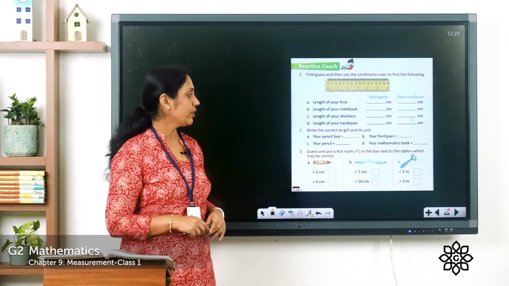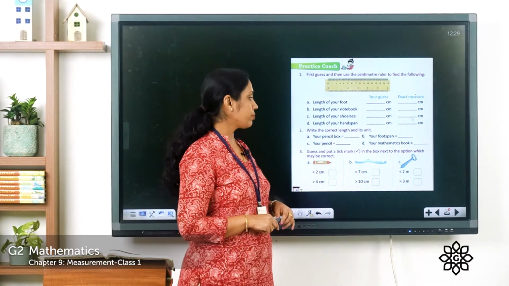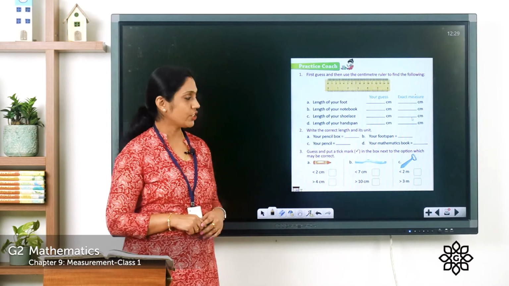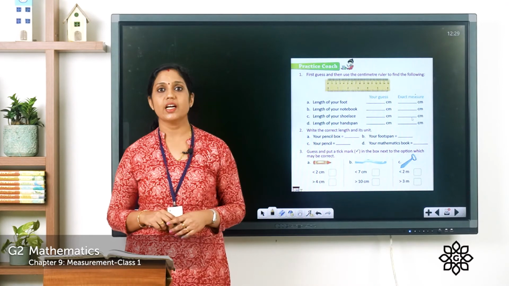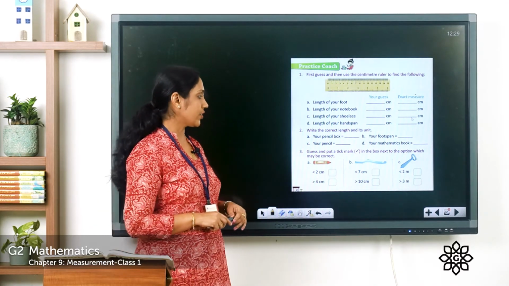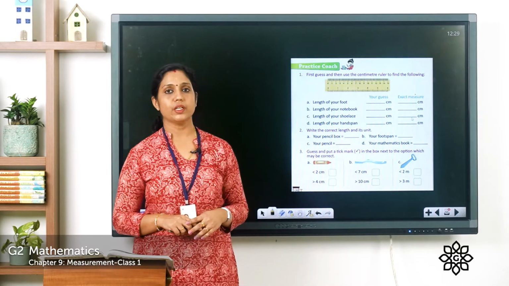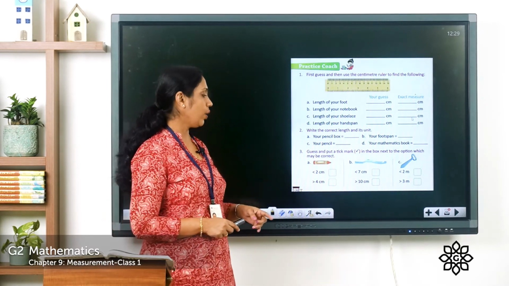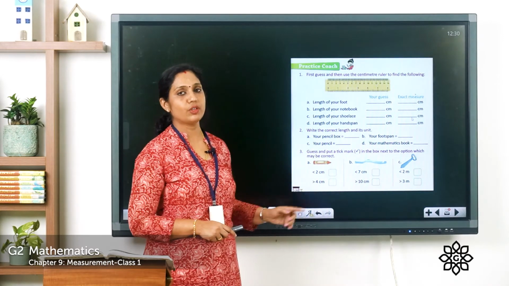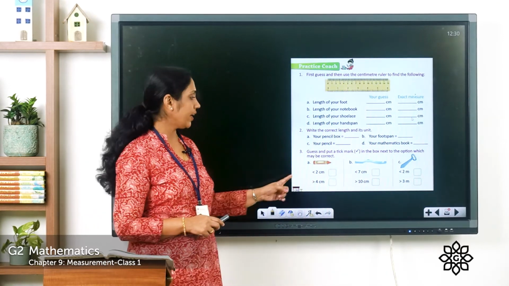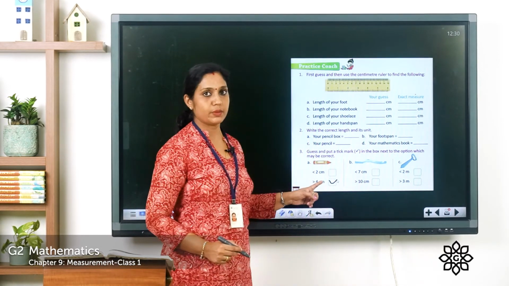The third question we have, guess and put a tick mark in the box next to the option which may be correct. Pictures are given, you have to guess and tick. In the first picture you can see a crayon and under that it is written less than 2 centimeters, greater than 4 centimeters. We have to guess whether the crayon is less than 2 centimeters or greater than 4 centimeters. It will be greater than 4 centimeters, so you can tick near the 4 centimeters.